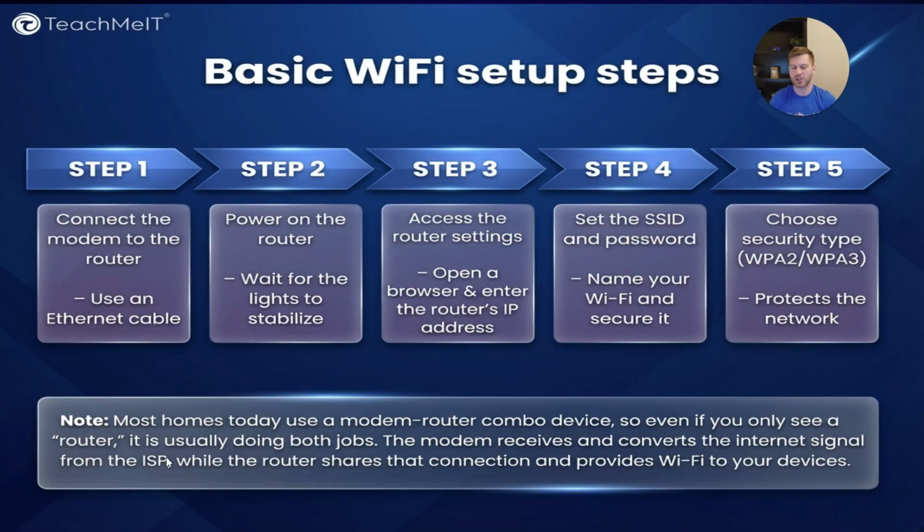Don't overthink it too much, but just so you understand how this works, if you had a separate modem and router, the modem would receive and convert the internet signal from your internet service provider, or your ISP, and then the router, which would be a separate device, would share that connection with Wi-Fi or with a network cable to your different devices. So keep that in mind. The modem does the job of getting the signal from the ISP, and then gives it to the router, and then the router is able to provide Wi-Fi access.